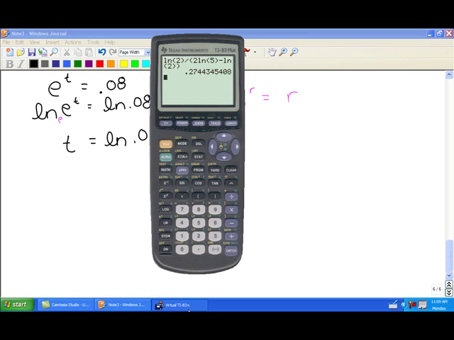You can punch that in your calculator. Natural log of 0.08, closing your parentheses, and it will tell us that t is going to equal negative 2.526.